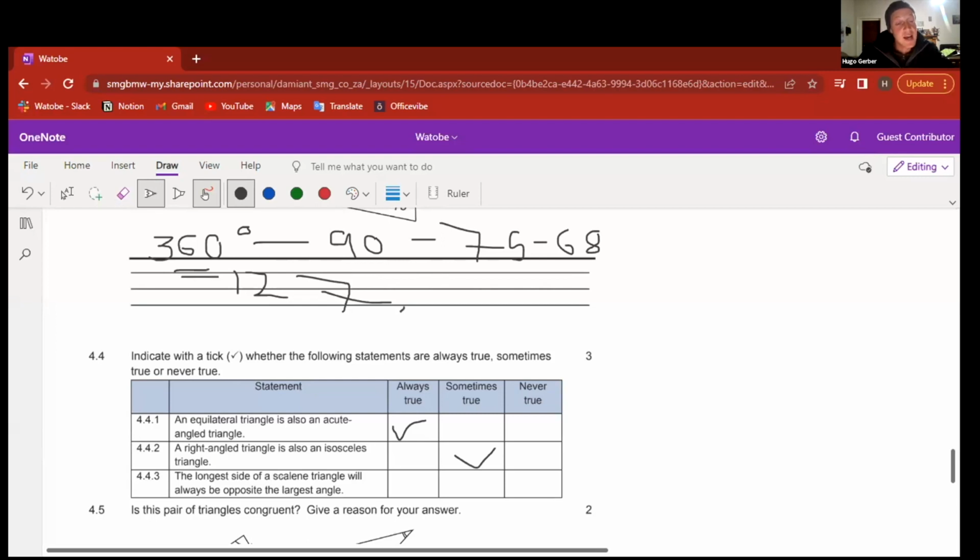The longest side of a scalene triangle will always be opposite the largest angle. Yes or no? I give up.